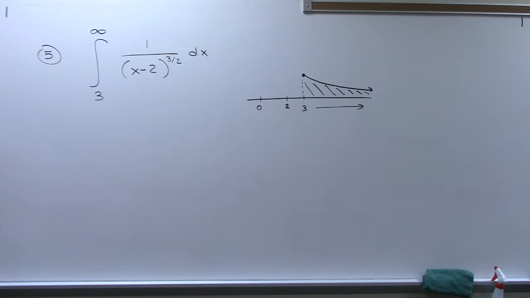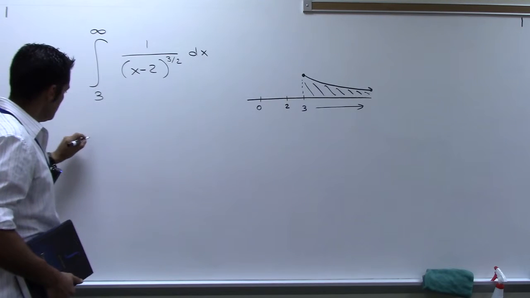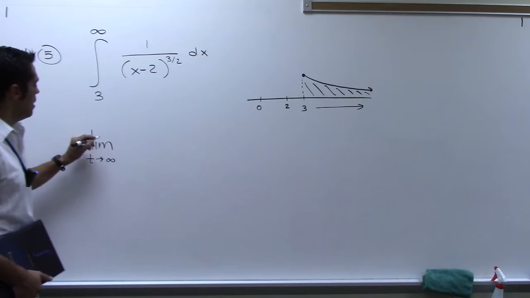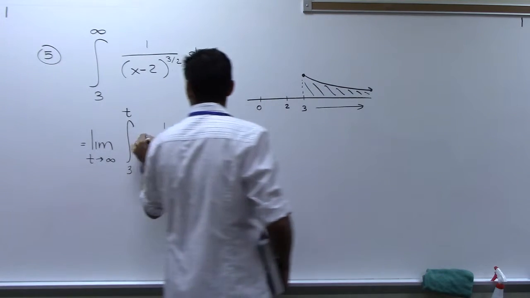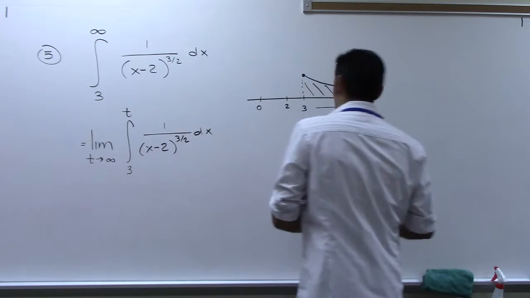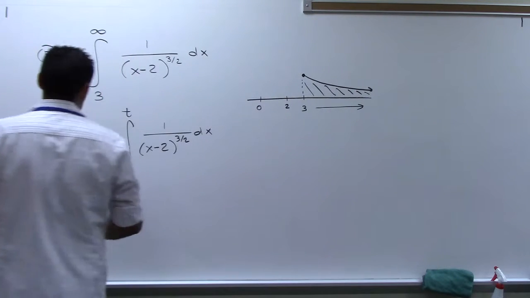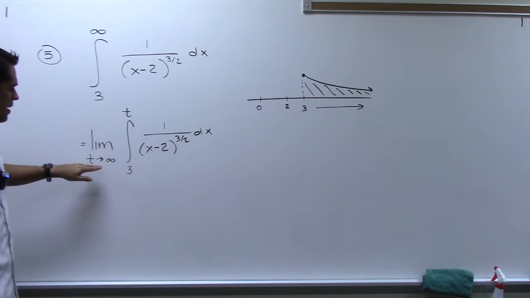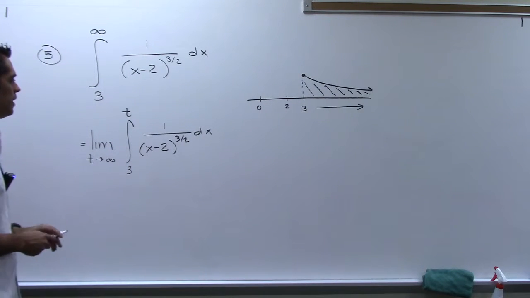So the approach here, now that I have an idea of what it looks like, is to rewrite this using the definition. This is going to be equal to the limit as t goes to infinity of the integral from 3 to t, and then the integrand, 1 over x minus 2 to the 3/2 dx. So all we do with these type 1 integrals is replace the infinity symbol with t, and then we do a limit. So we work this out as if t is a fixed number, and then at the end of the problem, we'll let t go to infinity.